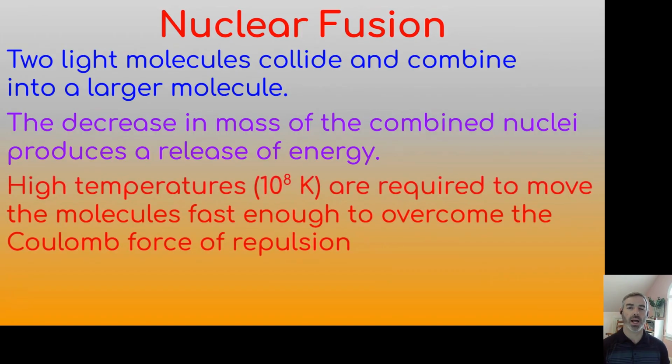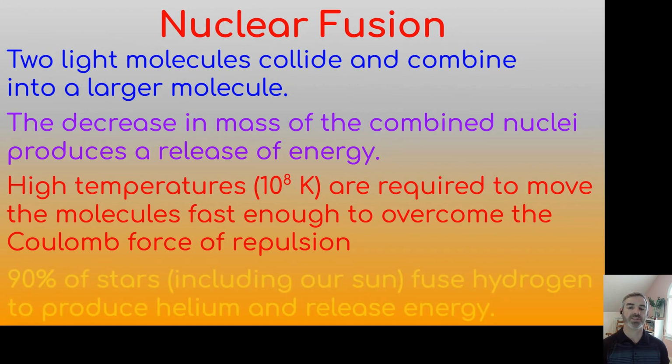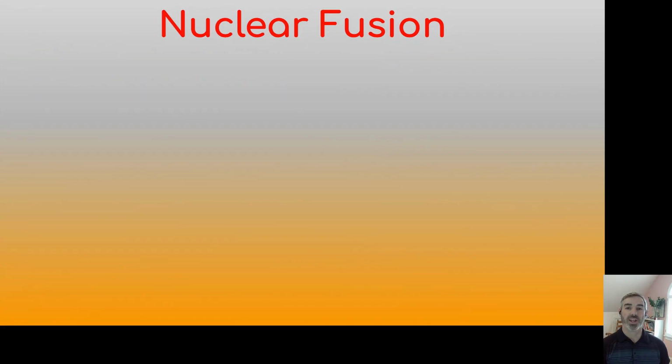Now, this can only occur at high temperatures. 10 to the 8th Kelvin, extremely high temperatures, are required to move the nuclei fast enough to overcome the Coulomb force of repulsion. So the nuclei are both positive and they're going to repel each other. So they have to be moving fast enough in order to collide and fuse together to form the larger nucleus. Now, 90% of stars, including our sun, fuse hydrogen to produce helium and release energy in that process. So we're going to look at some particles that are used in fusion.